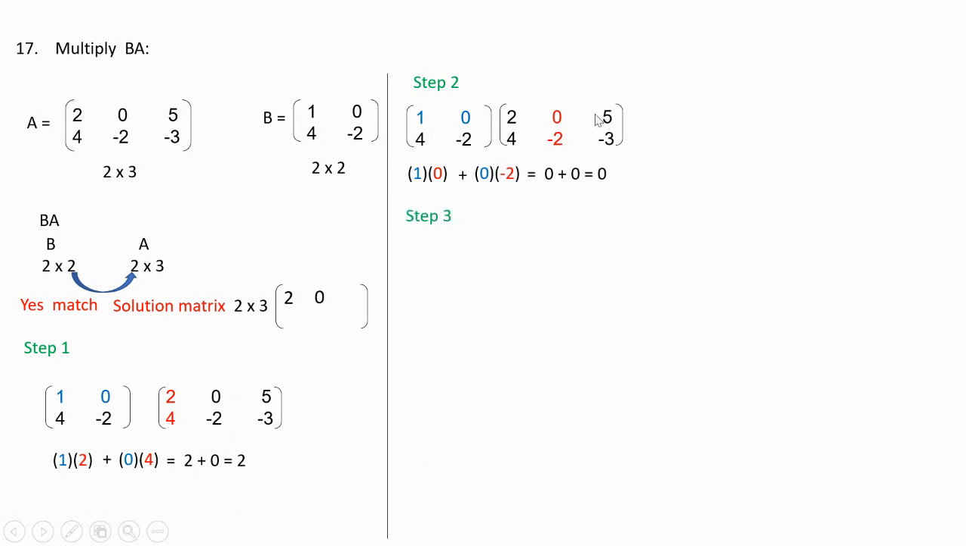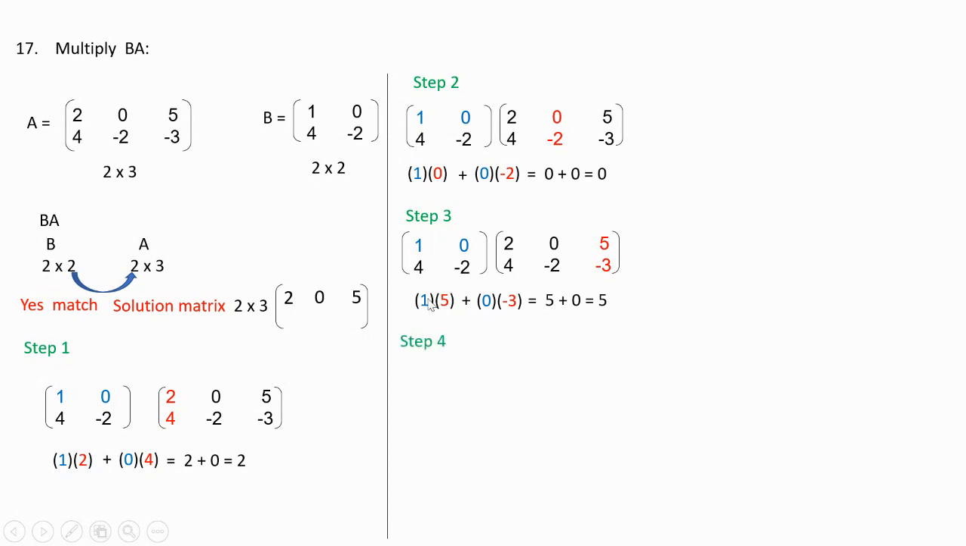Step 3, right? So step 3, we repeat the process. So now these are going to be in red. So again, 1 times 5 plus 0 times negative 3 will give us 5 plus 0, which is 5. So 5 goes right there. How do I know we stop there, guys? Because there's no more columns to multiply by.